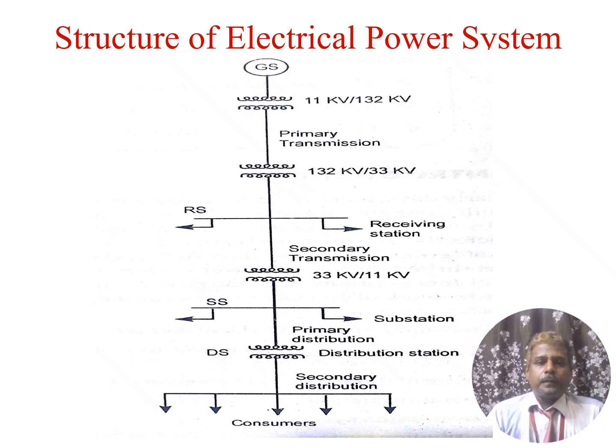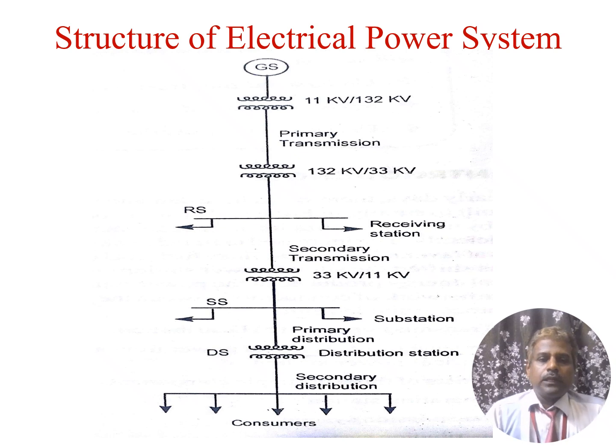So here we have three sections: the generating station, the transmission section, and the distribution section. In generating stations we generate electrical power at a voltage of 11 kV, at maximum 33 kV. After that, the generating station steps up the voltage with the help of a step-up transformer. This 11 kV is increased to 132 kV, so that it is given to the primary transmission.